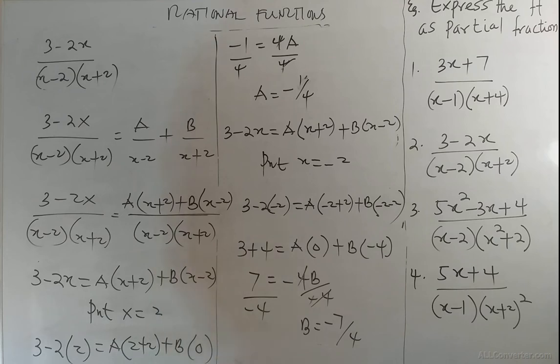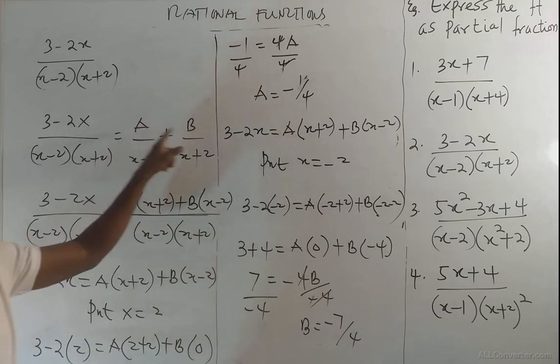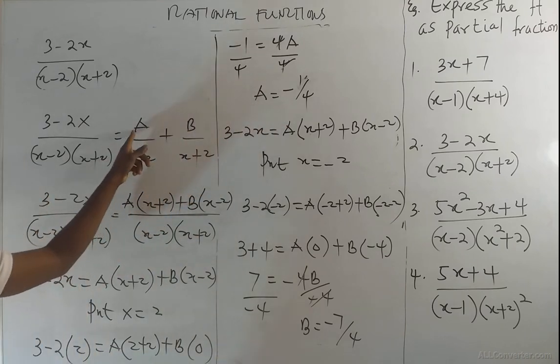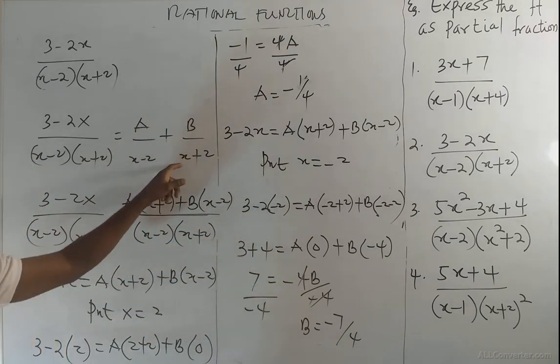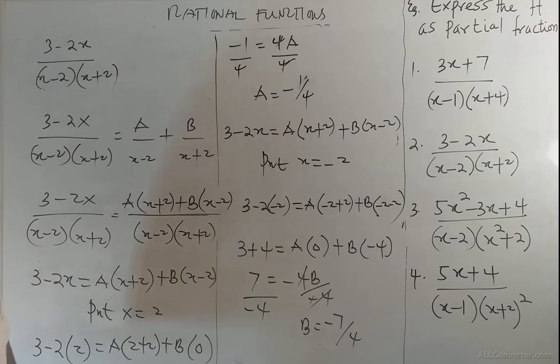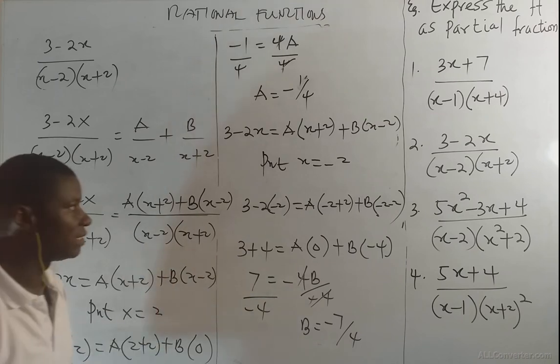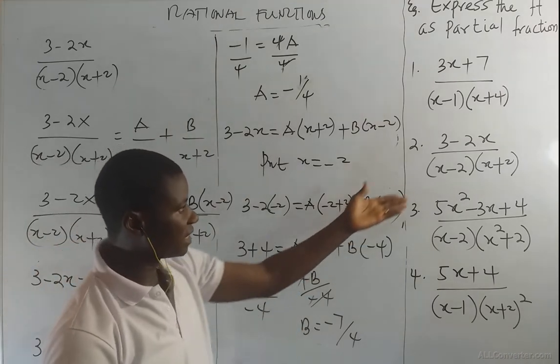So in general, wherever we see the a, then we bring the minus 1 over 4 there. Then wherever we see the b, then we also substitute the minus 7 over 4 there. And whatever we have is what we call the partial fraction. So in general, that is how we solve the second part of the question.